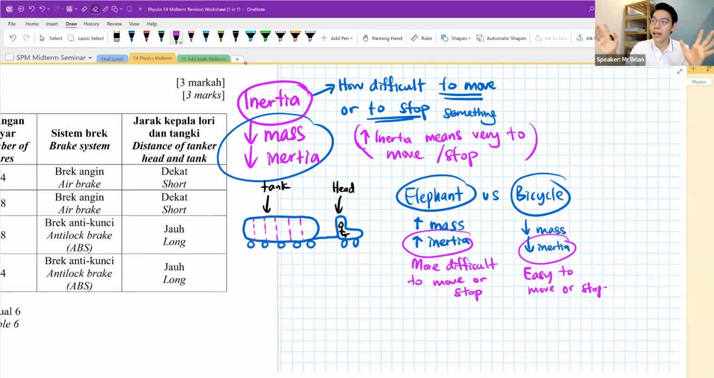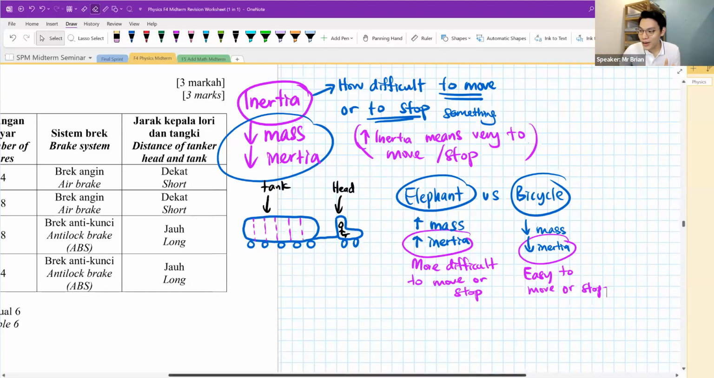Okay. I have explained the whole subtopic of inertia in 3-4 minutes. That is all you have to know, really, for inertia. Okay, inertia is easier because there's no calculation. So if you understand this concept, you can answer it. All right, so back to our question.